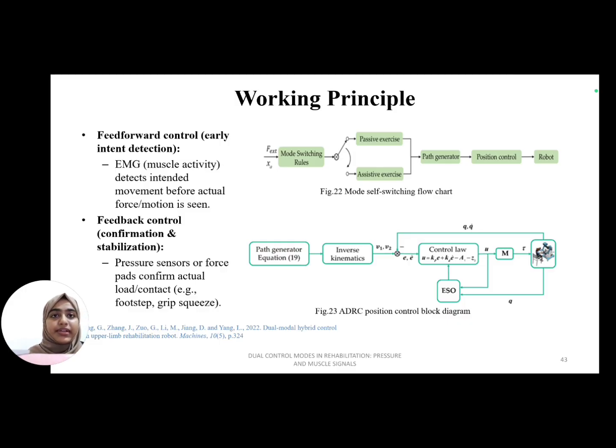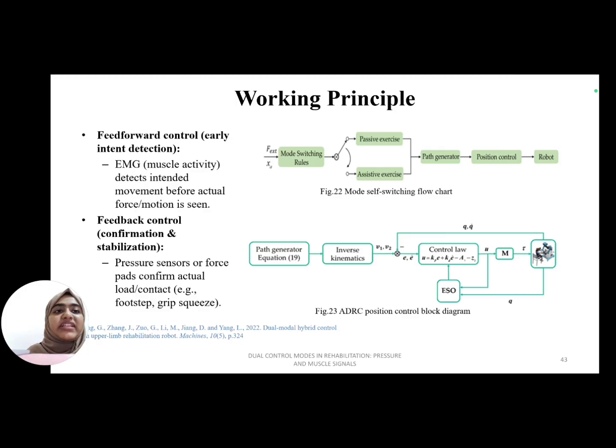two kinds of control. The first one is feed forward control, which is for early intent detection. It uses EMG for detecting muscle activity, and detects intended movement before actual force or motion is seen. The next one is feedback control. It is for confirmation and stabilization. It uses pressure sensors or force pads to confirm actual load or contact. For example, it can be a footstep or grip squeeze.